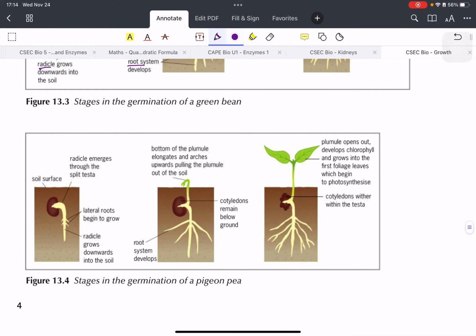Okay, so again, this is the staging in the germination of a typical seed. The only important things you need to know here are the radicle and the plumule growing. And here you have your annotations that you also need to learn. If they ask you to draw an annotated diagram of germination of a typical dicotyledonous seed, then you need to know how to draw this diagram and annotate it as well. Very simple.